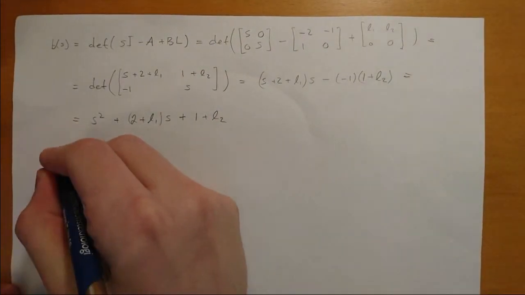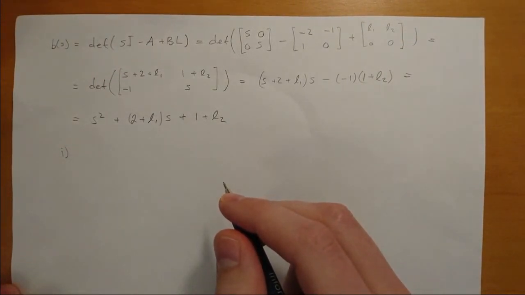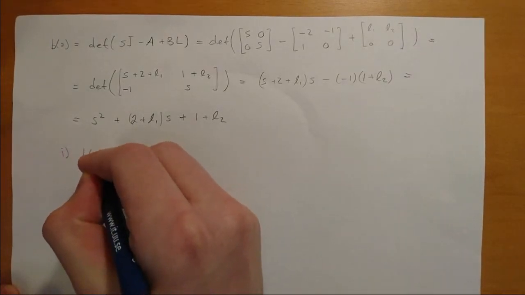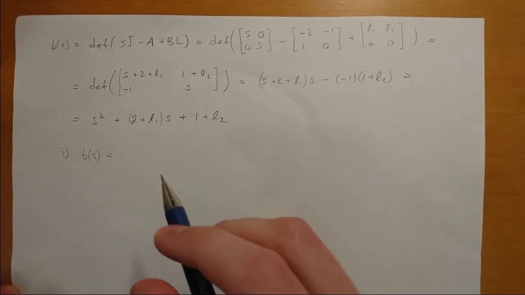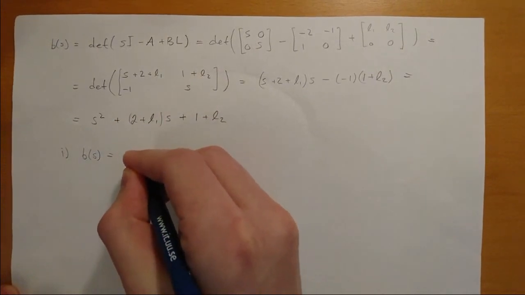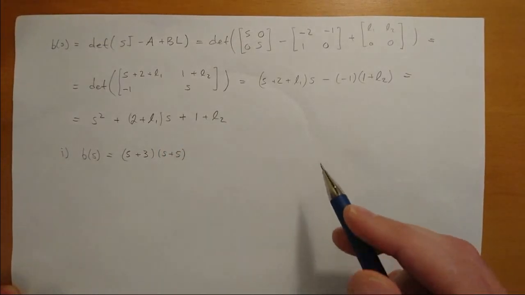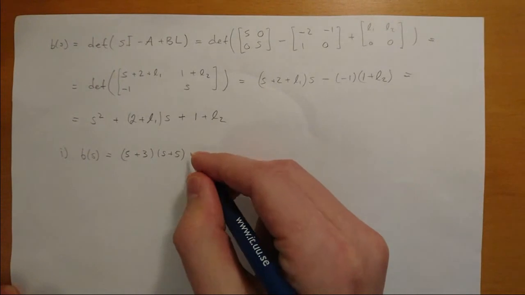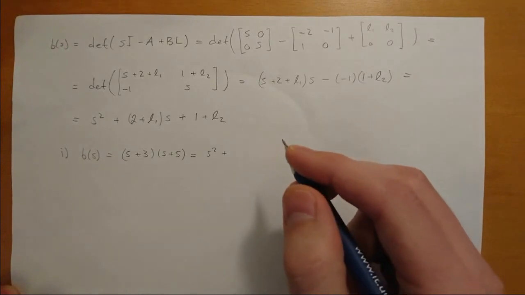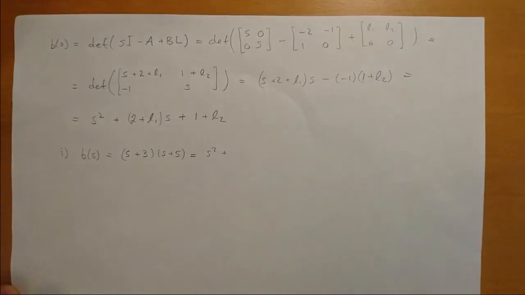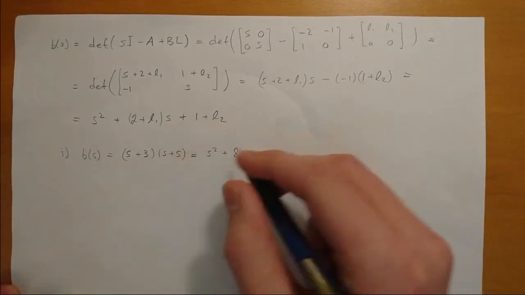Alright, so now we had two different cases. In the first case we were asked to place the poles in minus 3 and minus 5. So that means that the desired pole polynomial should be equal to (s + 3)(s + 5), since here we have a pole in minus 3 and one in minus 5. And this is equal to s squared plus 5 plus 3, which is 8, s, and then plus 15.